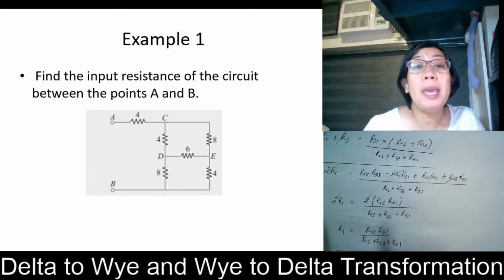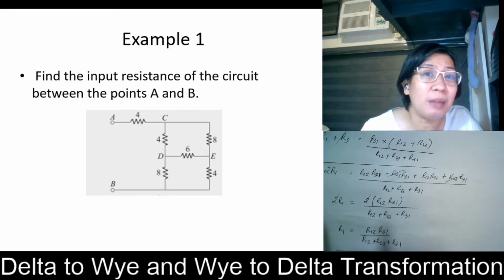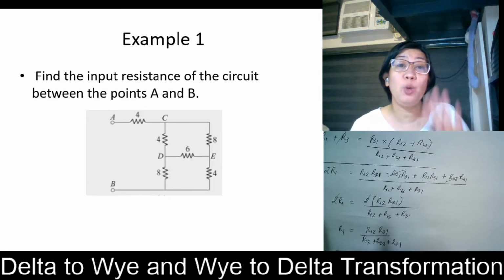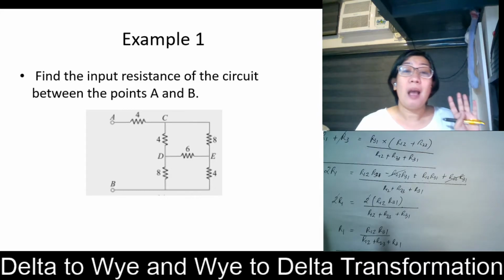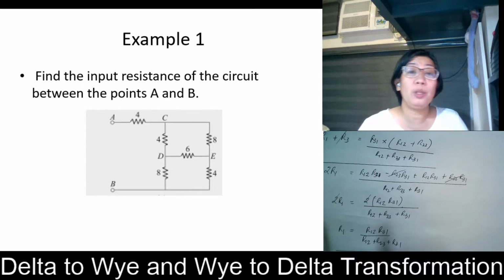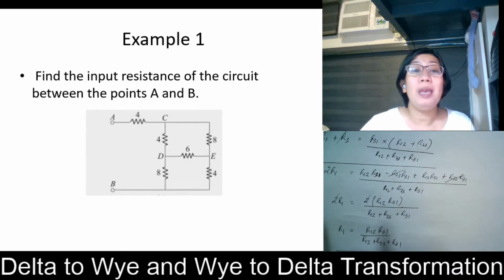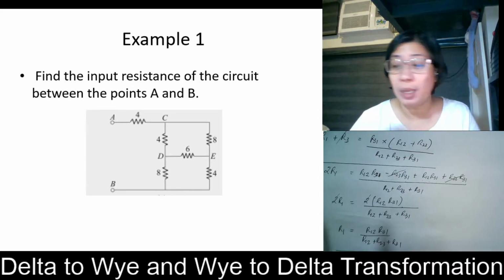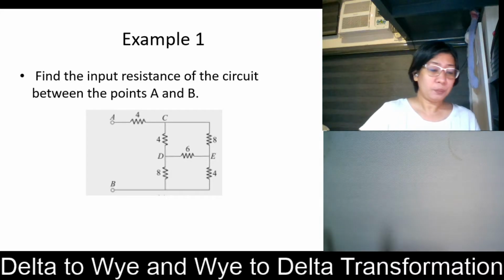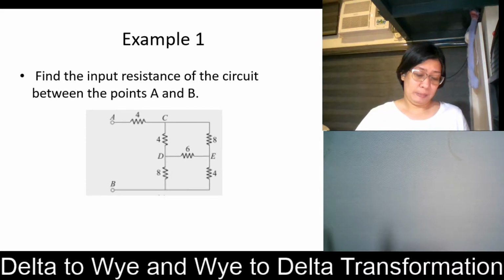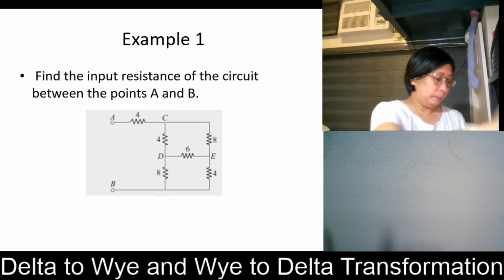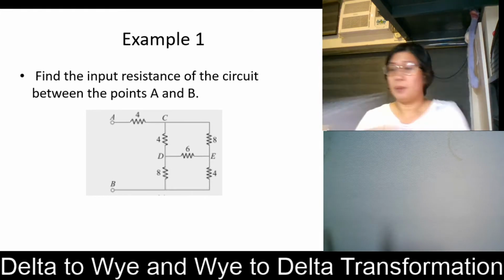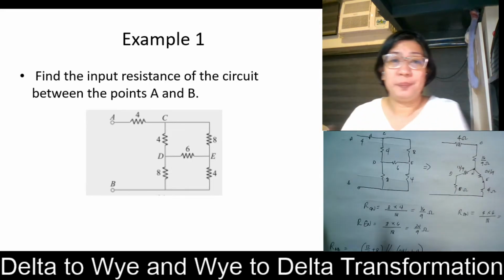Ma'am, can we also make use of the other half here? This also forms a delta, right? So it can either be the upper delta or the lower delta, as long as you follow those equivalent resistors that I have shown you a while ago. So how are we going to solve for this? We always start with a redrawing. Let us redraw this.